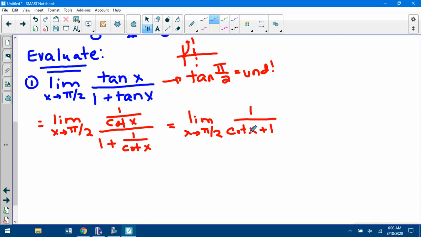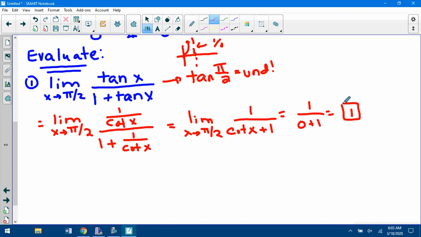Okay, now plug in pi over 2. What's the cotangent of pi over 2? Well, if this is the tangent graph, and tangent of pi over 2 was undefined, it's undefined because when you use the unit circle, you get 1 over 0. So cotangent, when I flip it, it's going to be 0 over 1, which is 0. So this is going to become 1 over 0 plus 1, which is 1.